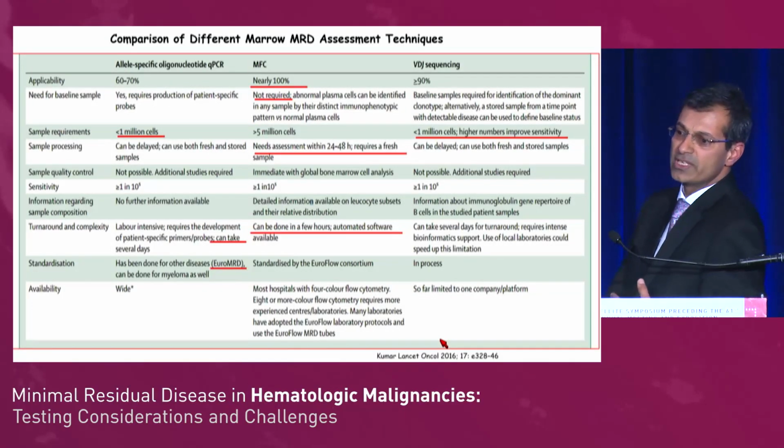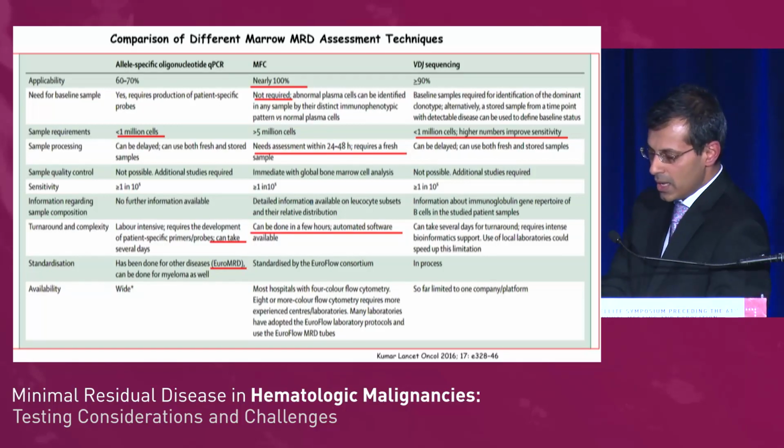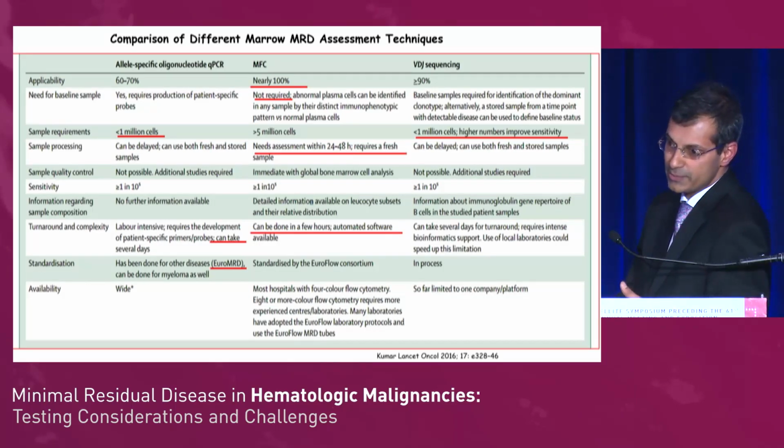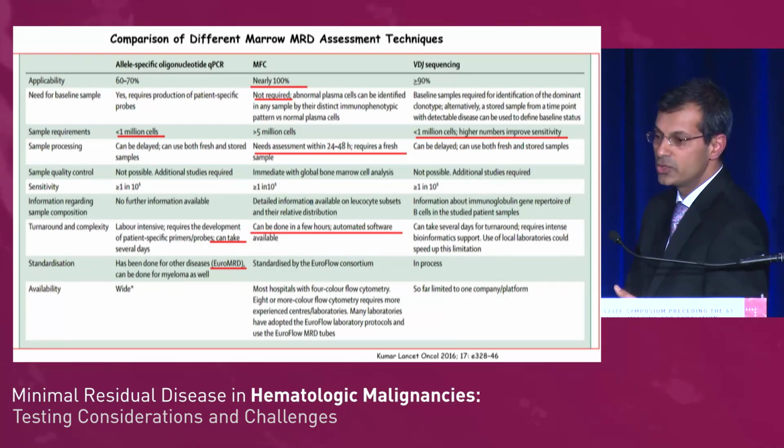But there are important differences one has to take into account when looking at the test that is used to identify minimal residual disease. For example, with allele-specific oligonucleotide qPCR, the applicability is only in 60 to 70% of cases. You do need patient-specific primers, and in contrast, the MFC and next-generation sequencing applicability is much higher.